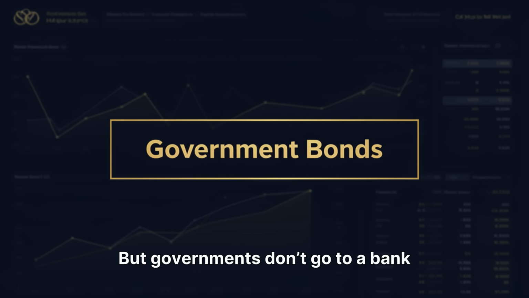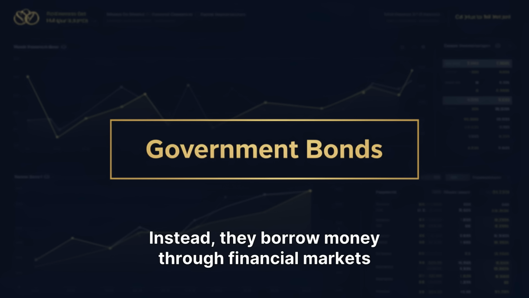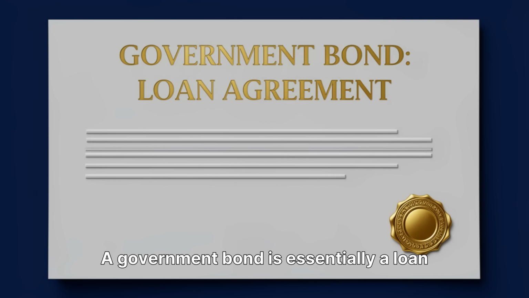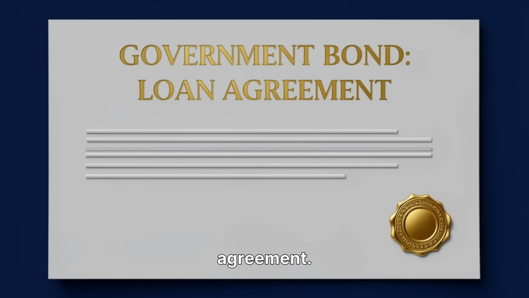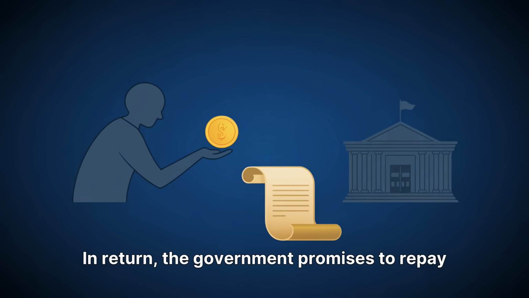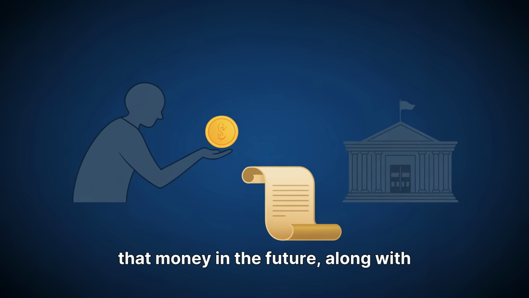But governments don't go to a bank the way individuals or businesses do. Instead, they borrow money through financial markets using something called government bonds. A government bond is essentially a loan agreement. When someone buys a government bond, they are lending money to the government. In return, the government promises to repay that money in the future, along with interest.